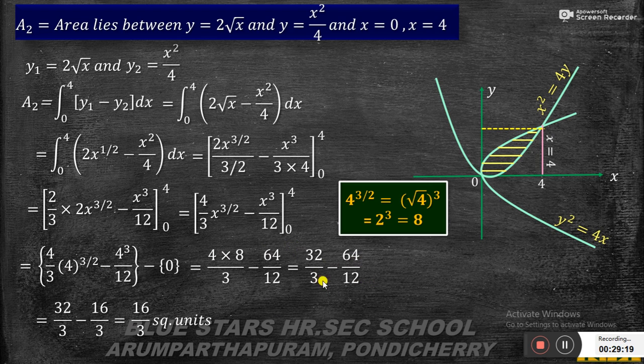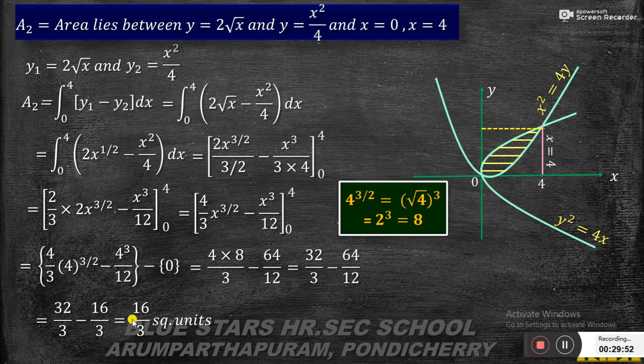So in the next step we cancel the 4, so the first term we write as 32 by 3. The second term we cancel by 4, so 4 divided into 64 gives 16. Next, 4 3s are 12, so here it is 16 by 3. In the next step you see the denominator is common, so 3 and 32 minus 16, which means 16, 16 by 3, in square units.